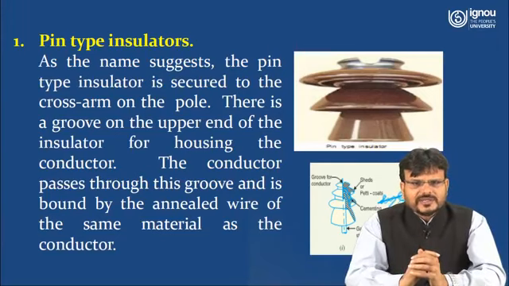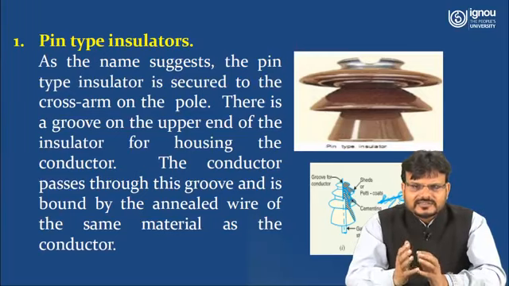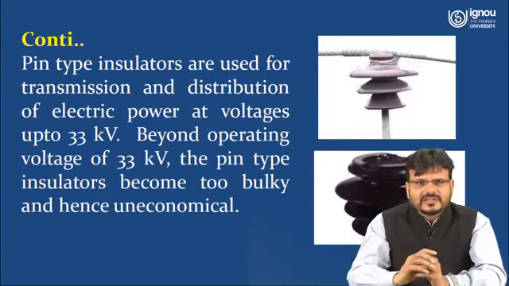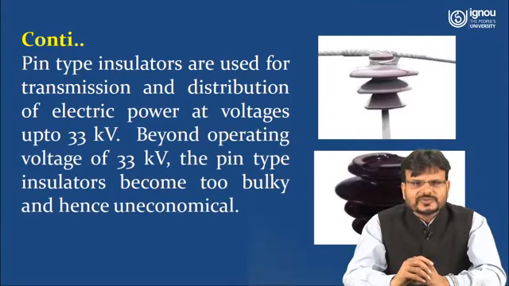The conductor passes through the groove and is bound by annealed wire of the same material as the conductor, as shown in the figure. You can see here how the pin insulators are used. Pin type insulators are used for the transmission and distribution of electric power at voltages up to 33 kV. Beyond an operating voltage of 33 kV, the pin type insulator becomes too bulky and hence uneconomical.